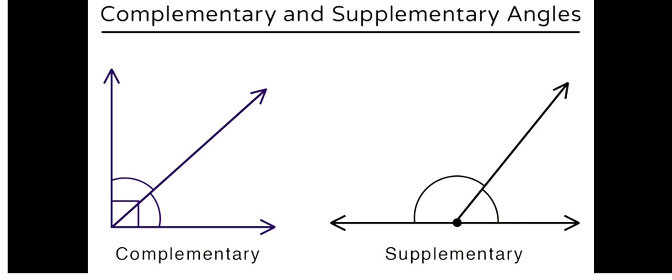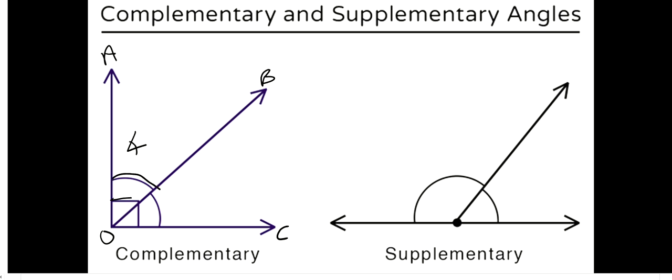Let's talk about complementary angles first. Angles whose sum gives 90 degrees. For example, in this case, let's name the angles first. Let's take A, O, B, and C.